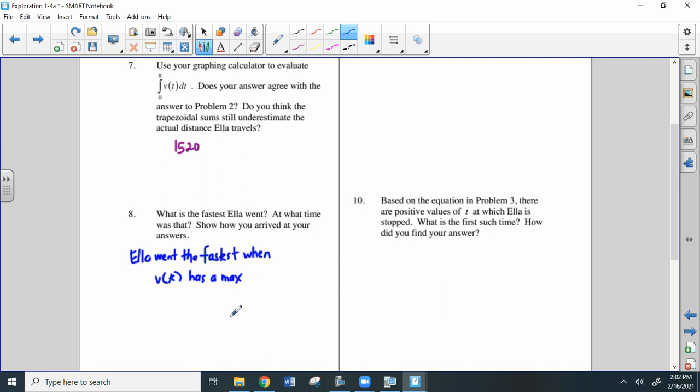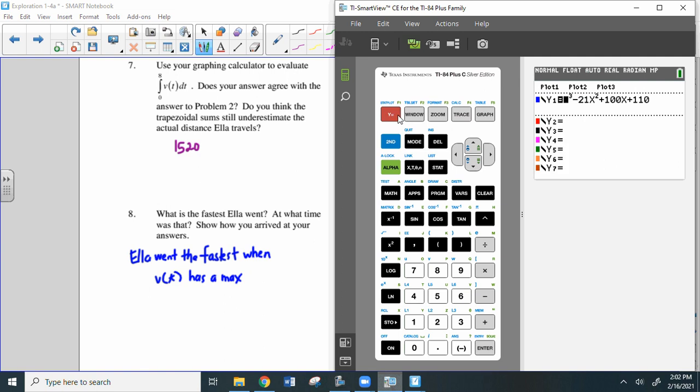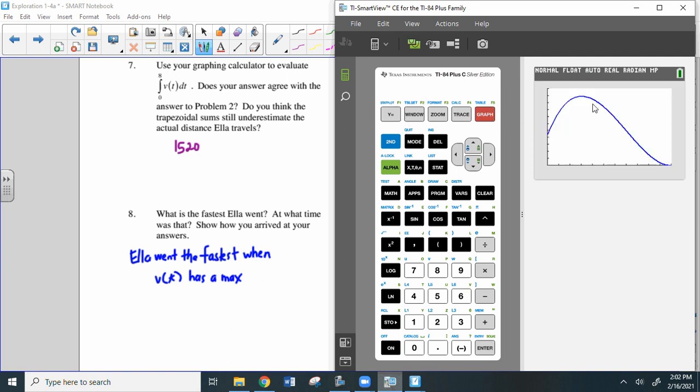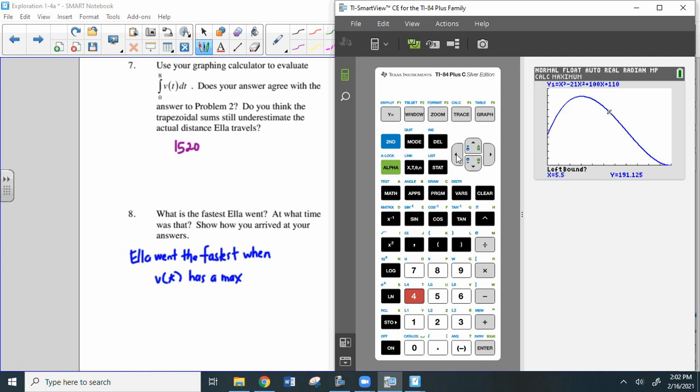And because I actually have my v of t function in my calculator, I need to literally find the max on the graph. Okay, so we're not approximating this because we actually have a function. All right, so we have to remember how to find a max on a graph. We're going to hit second, trace, and choose number 4, maximum. And remember, you have to move your blinker, your little cursor, close to the top, but pay attention to your y values, all right?